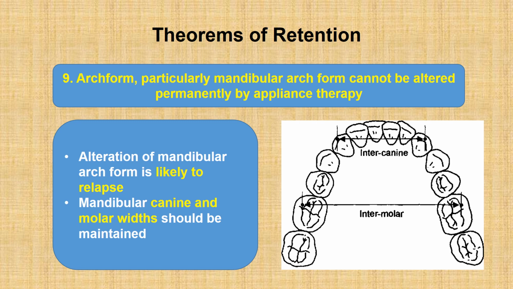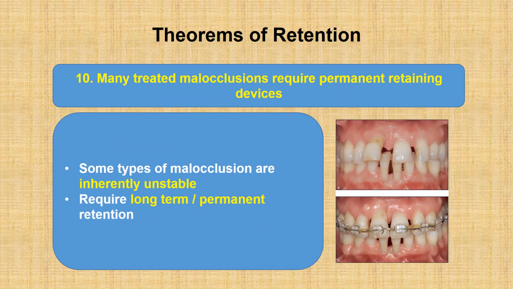Now, arch form, particularly mandibular arch form, cannot be altered permanently by appliance therapy. Okay, any alteration of arch form, especially the intercanine and intermolar widths, is likely to relapse. Many treated malocclusions require permanent retaining devices. Now, some types of malocclusion are inherently unstable. Such malocclusions, once corrected, will require long-term or permanent retention.